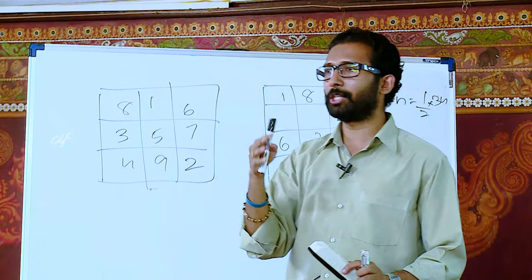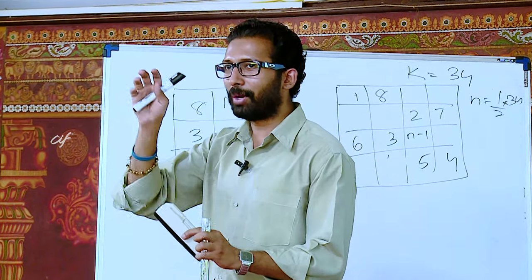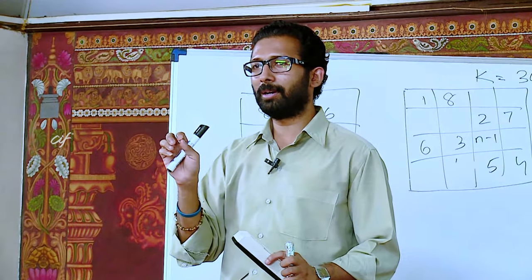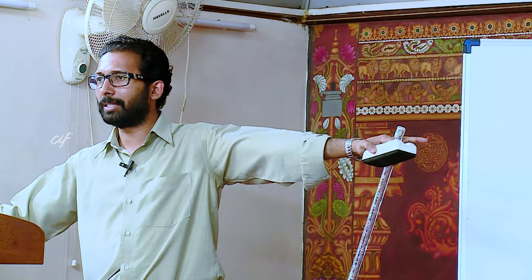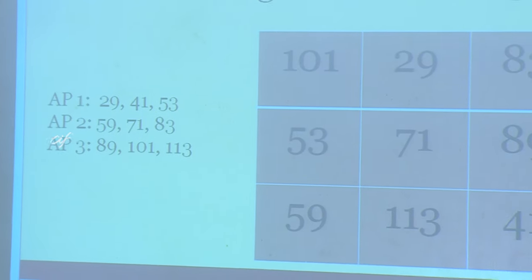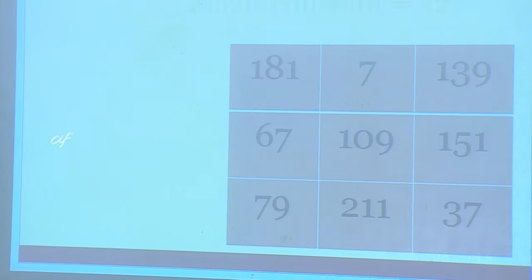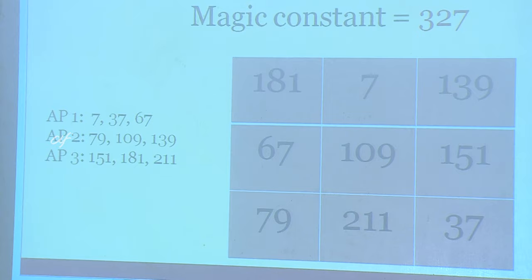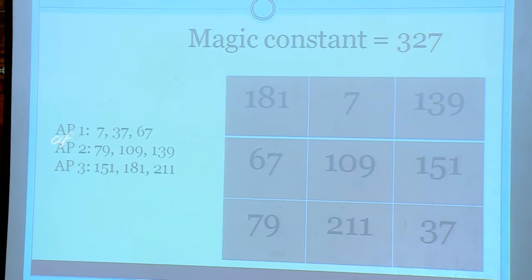Can the common difference be 4? Can it be 6? Can it be 8? Can it be 10? Then we found some similarities in some APs. You can see here, what is the common difference here? 30, 30, 30. And the earlier one? 30, 30, 30. Earlier one? 12, 12, 12. If you look vertically also, this difference is 72 and 72.